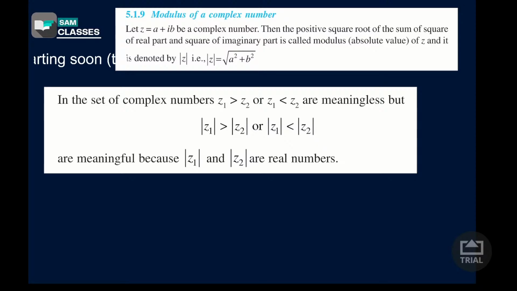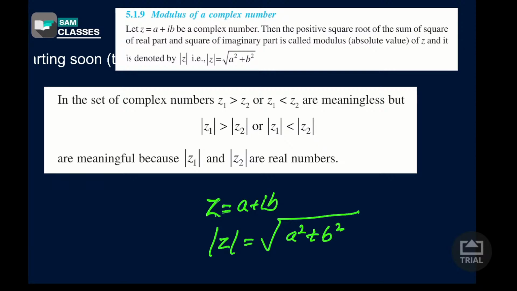Very important, modulus of a complex number. Very important concept, modulus of a complex number. See, if I have a complex number, z is equal to a plus ib, then mod z is nothing but square root under the real part square plus imaginary part square. I know it is deleted, but still just go through. It will be helpful for other parts. Nothing much in this.